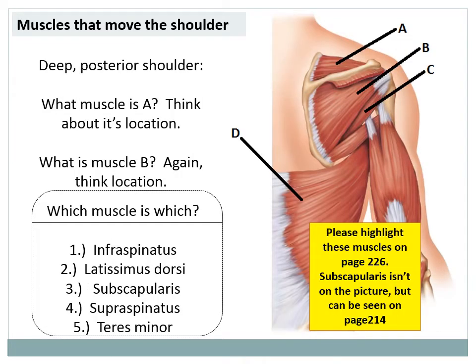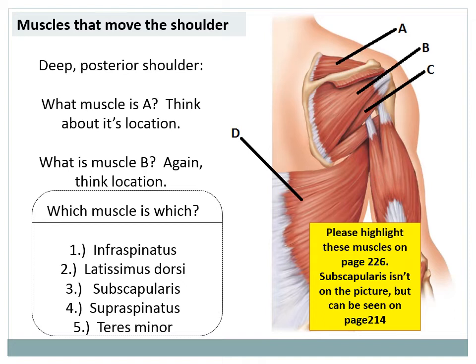Now we are up at the shoulder. We're looking at the deep posterior shoulder. So we're looking at the back and we're looking the furthest in. We have A, B, C, and D, and we're just looking at A and B. Your choices are under what it says, which muscle is which. So go ahead and think about A and think about B. Which muscle is A?